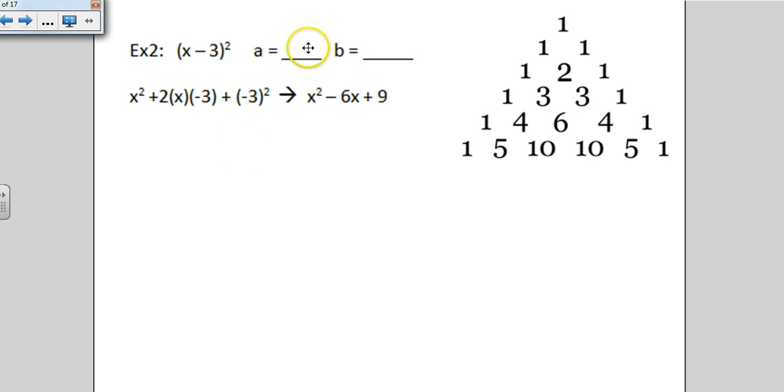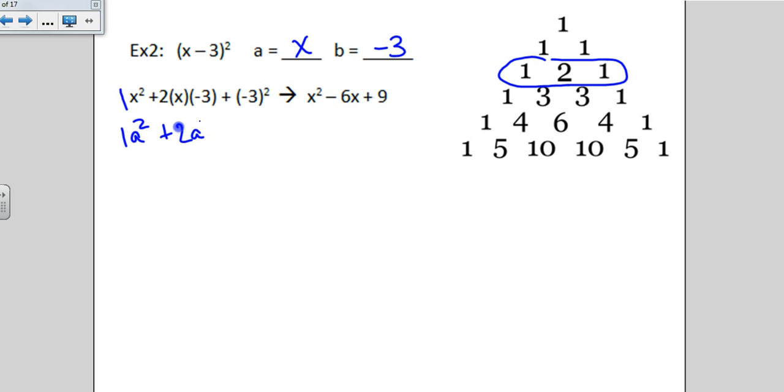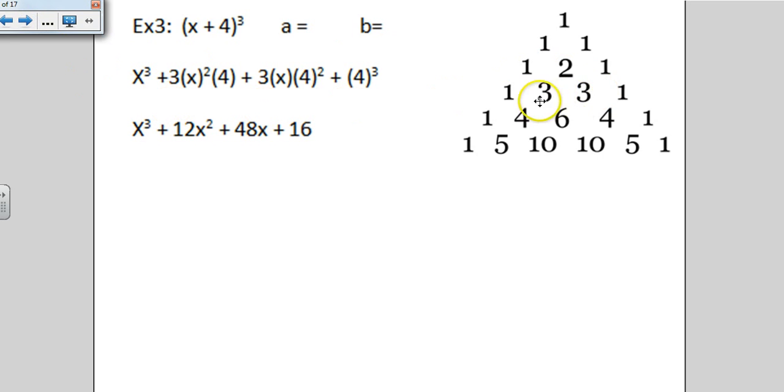Okay, the next example again is done for you. The a was an x and the b was a negative 3. So still using this row, we had 1a squared, plus 2 times a times b, plus 1b squared. So when I filled in my a and my b, we end up with a simplified x squared minus 6x plus 9. Okay, now the next example is a cubic expansion, so now we're looking at this row.